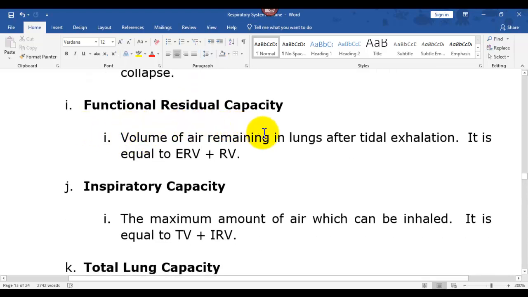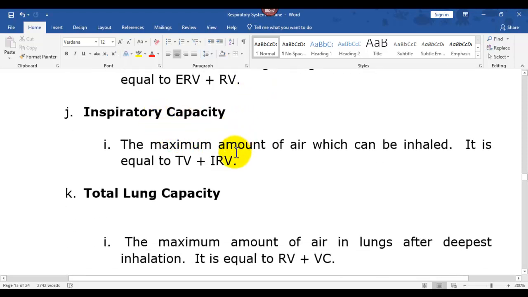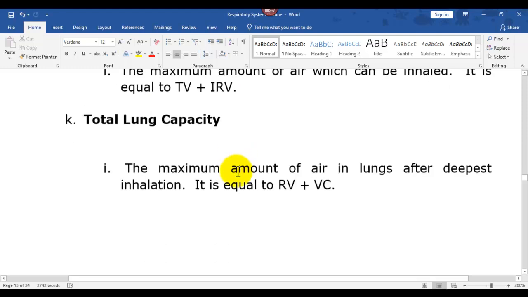Functional residual capacity is what's left in the lungs after a normal breath. It's kind of weird. A normal tidal volume, whatever's left after that, is called the FRC. You don't see that one much. Inspiratory capacity is the tidal volume plus the inspiratory reserve volume. And total lung capacity is the vital capacity and residual volume.